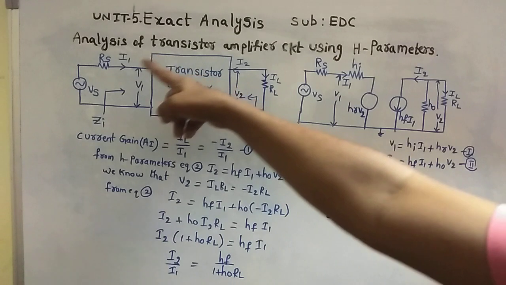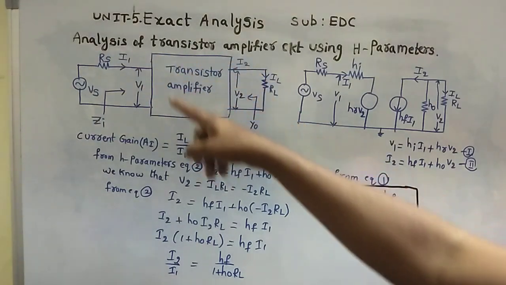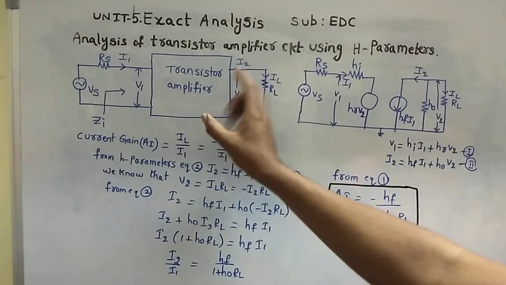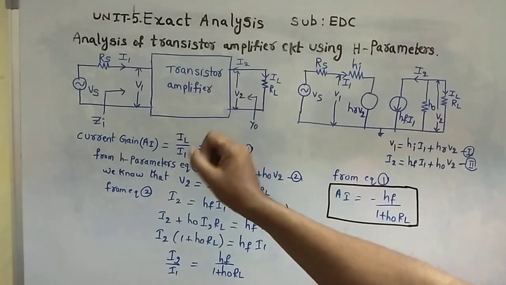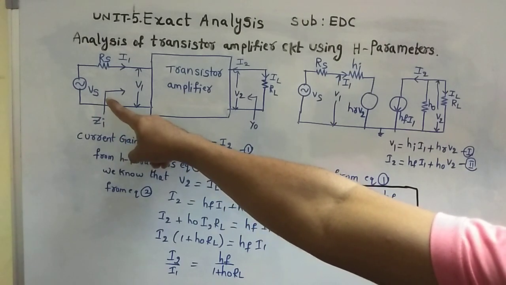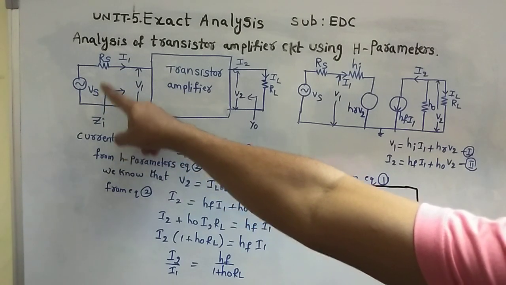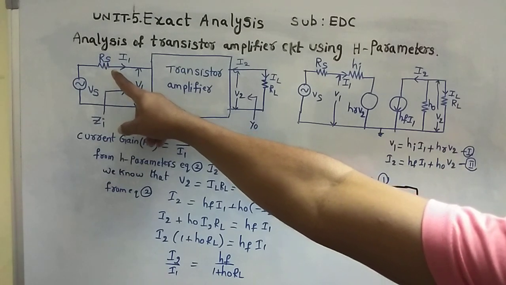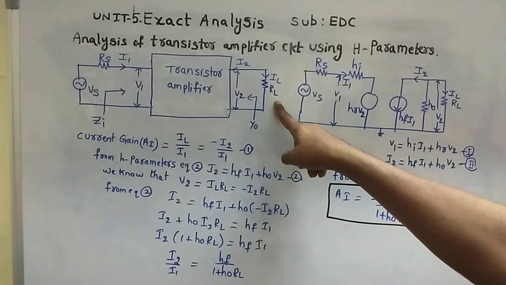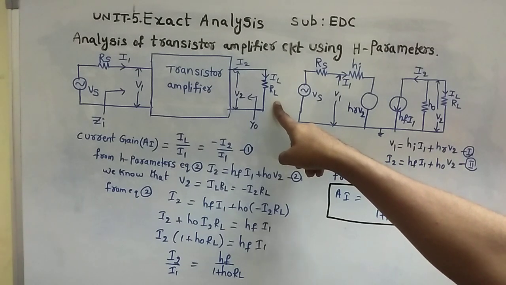So the first circuit is the basic amplifier equivalent circuit. For the amplifier we have to give an input signal, Vs, through the source resistance Rs, and we collect the output across the load resistance RL. It may be ZL, load impedance. You may take it in any manner, no problem.